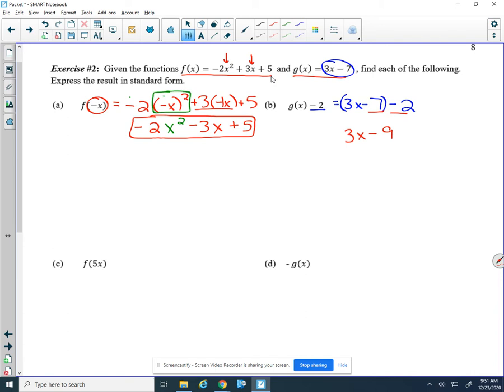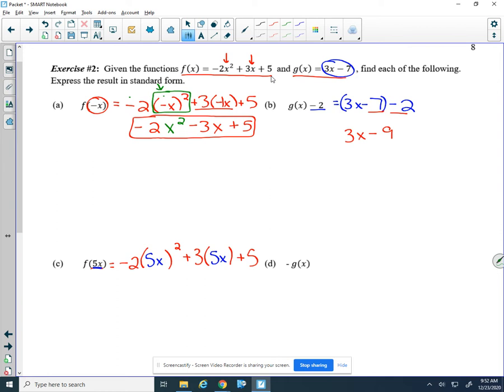Moving down to the next one, I have f of 5x. So now the 5x, what's in parentheses, is what I'm plugging in. So I have negative 2. I'm actually going to put this in a different color just to show a little better what's getting plugged in. So I took f of x, I took the x's out, and I'm putting 5x's in their place. So same deal as the one above.